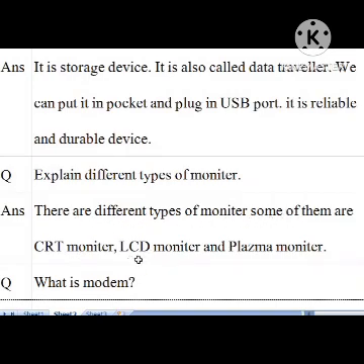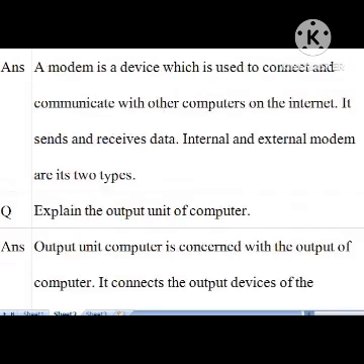Explain different types of monitor. There are different types of monitors. Some of them are CRT monitor, LCD monitor and plasma monitor.